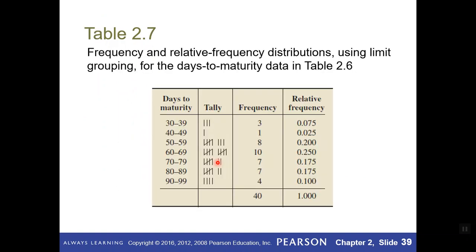Now let's see another one. According to this example, now we are going to use limit grouping. We use limit grouping because we cannot use single value grouping. So in here, the 30 to 39 class has frequency 3, 40 to 49 has 1, 50 to 59 has 8, and so on. Total is 40, so you can find the relative frequency: 3 over 40 is 0.075. Here 1 over 40 is 0.025, something like that.